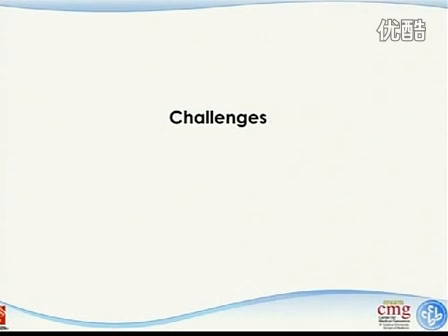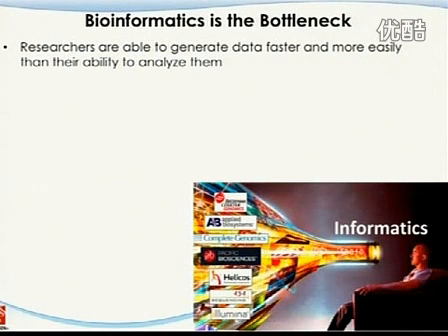Okay. The challenge is, the good thing about this part is that you don't have to use your brain. This is just general information. Bioinformatics is the real bottleneck. At a time when sequencing becomes so cheap and a lot more data is being generated, the problem is bioinformatics. Researchers are able to generate the data faster and more easily than they are able to analyze it.